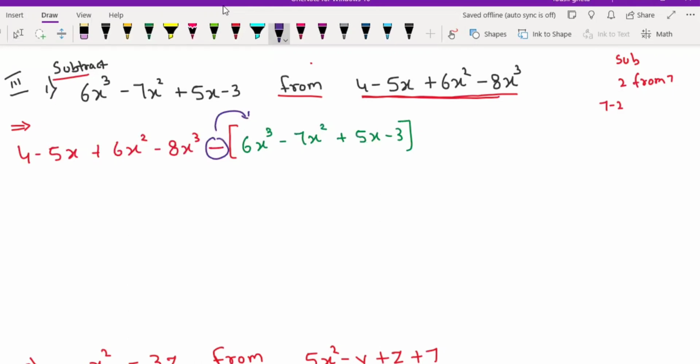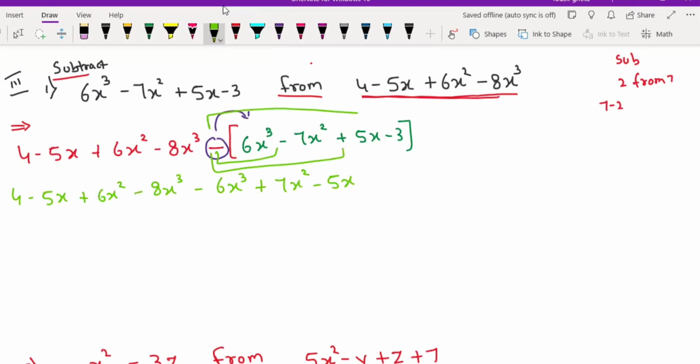Let us solve it. So 4 minus 5x plus 6x square minus 8x cube. Let us remove the bracket. So minus 6x cube. Minus into minus will give it as a plus 7x square. Minus into plus will give it as a minus 5x, and minus into minus will give it as a plus 3.